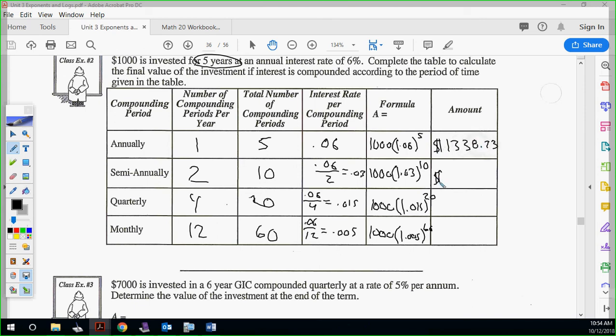1,338.23, 1,343.92, 1,346.86, and 1,348.85. So you see there's not a ton of difference, but the more times you compound, you're gaining a little bit. Remember, this is the same amount of time and the same percent, but by having more periods of compounding, it gives you a little bit more money. Not much, $5, $3, $2 more. So it's just a little bit of growth each time.